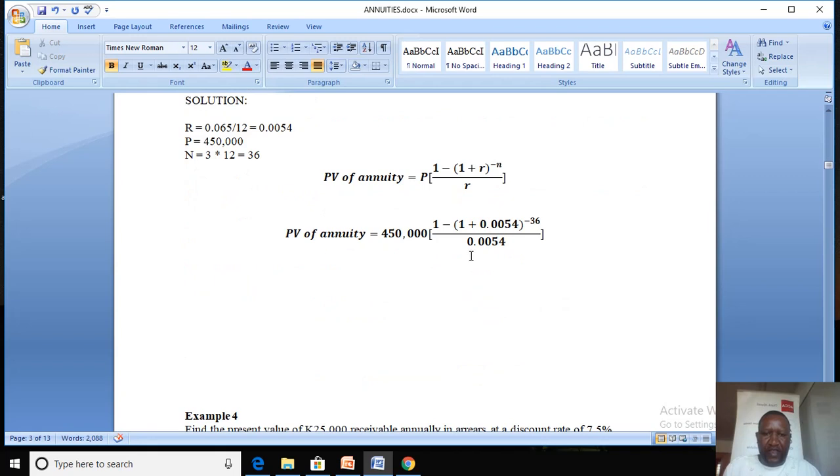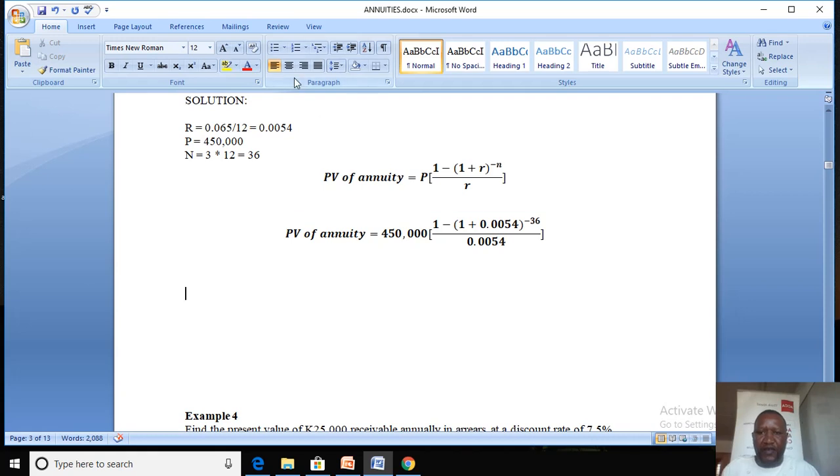So when you do that, get a calculator. Please take care of BIDMAS rule. So it's 1 plus 0.054 raised to power 36. Then use power negative 36. Then you say 1 minus the answer. Then divided by that. Lastly, multiply by that.